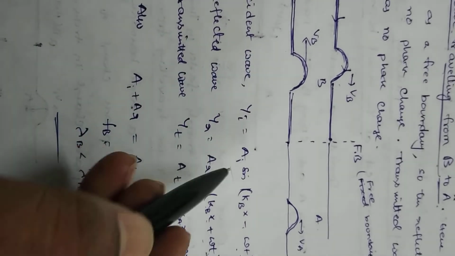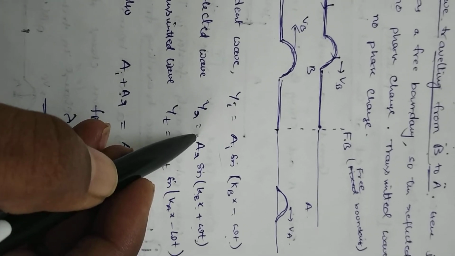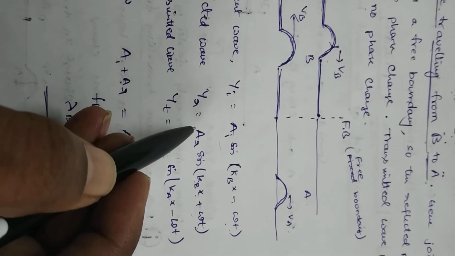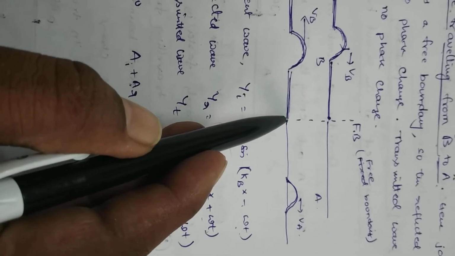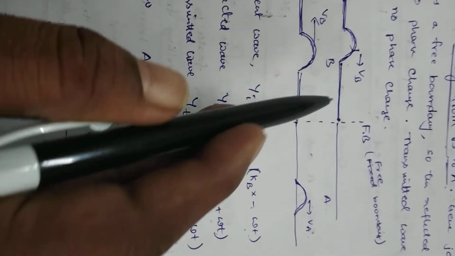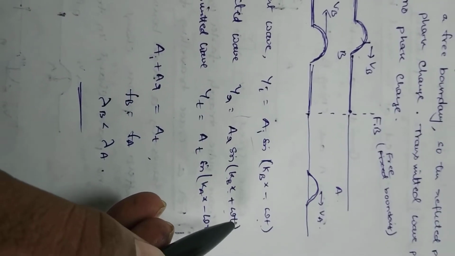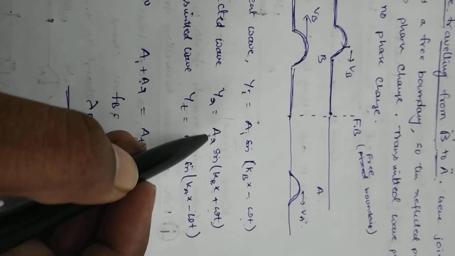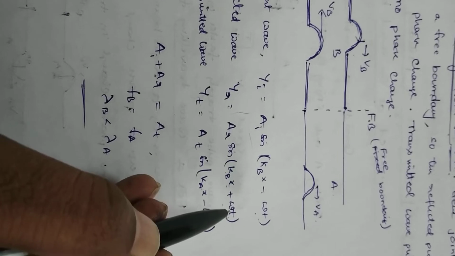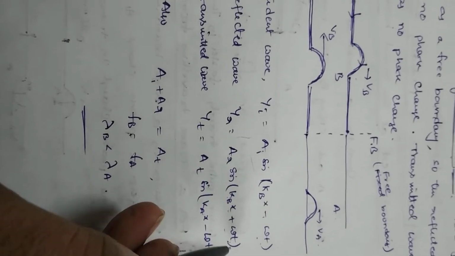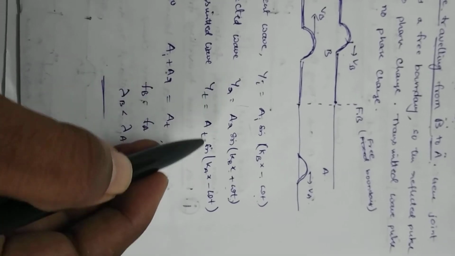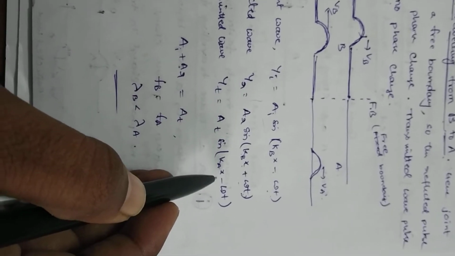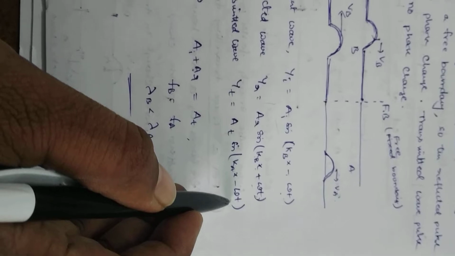Next, here there is no negative sign. Why? As the wave is reflected from the free end, the phase difference between incident and reflected wave is 0. As the wave is moving along the negative x-axis, it is Ar sin(kbx + ωt + 0). You understand? Right. Next, for the transmitted wave, yt = At sin(kx − ωt).